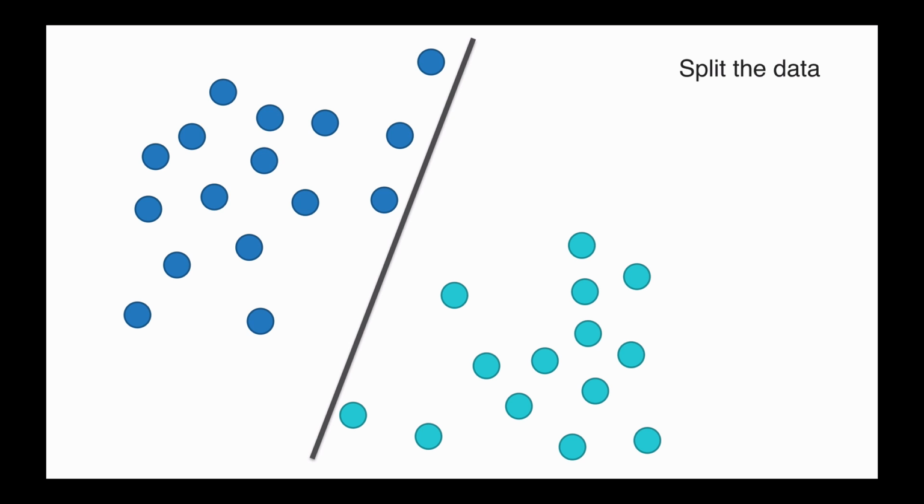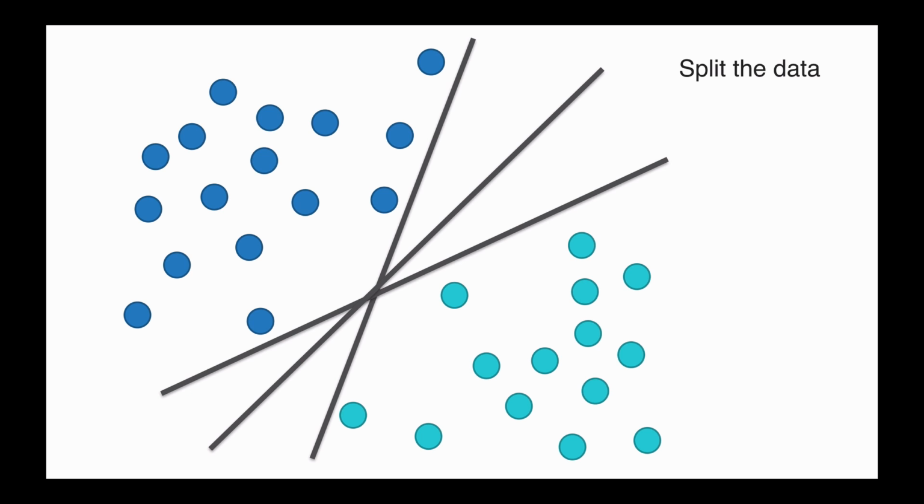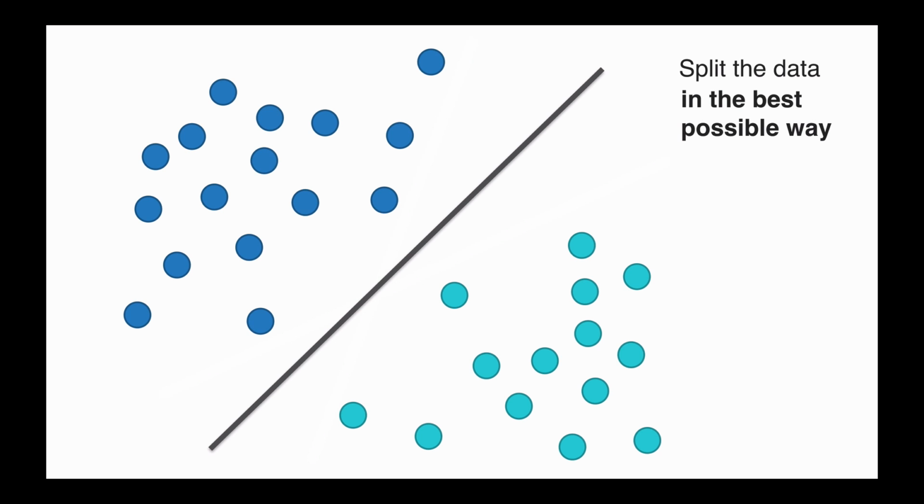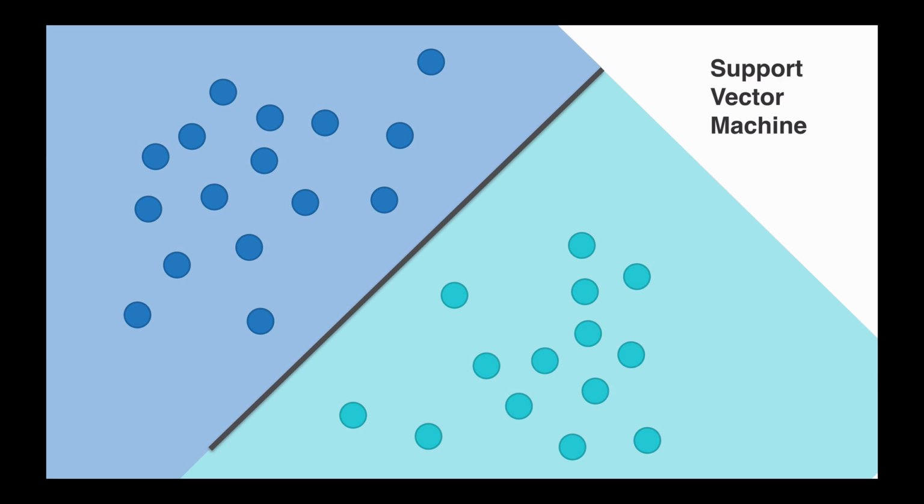You could split the data this way, or this way, or this way. All of those ways work. But what if I asked you to split the data in the best possible way? Well, then you would probably say that this line best splits that data. So at the end of the day, that's essentially what a support vector machine is. It's this model that best splits these blue and teal sections.